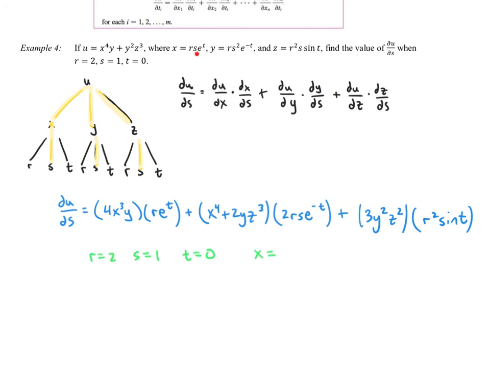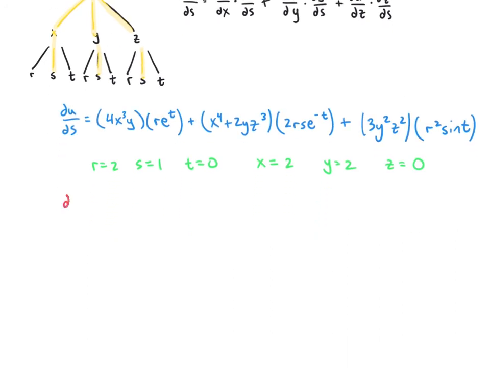If r is 2, s is 1, and t is 0, then x would be equal to 2. If we look at y, r is 2, s is 1, and t is 0, we happen to get the same thing, 2. And then for z, let's see, r is 2, s is 1, sine of 0 is 0, so z is 0. All right, now we will simply plug in all of that.